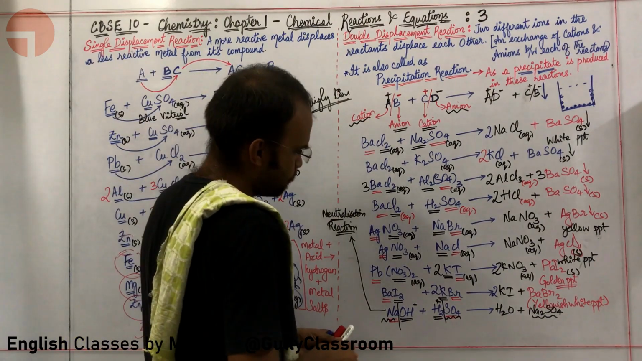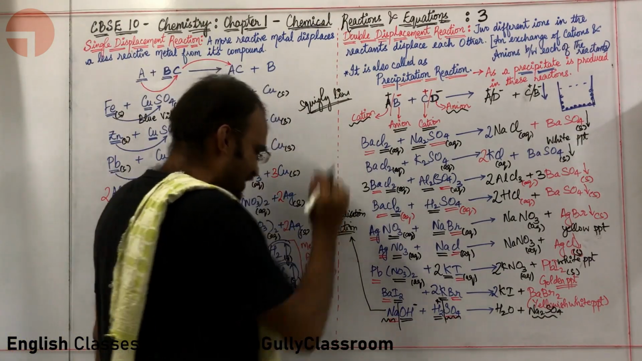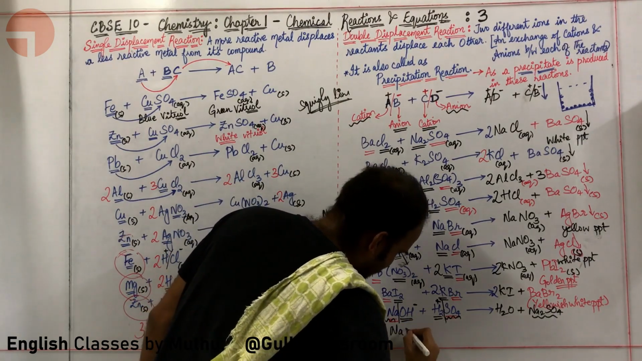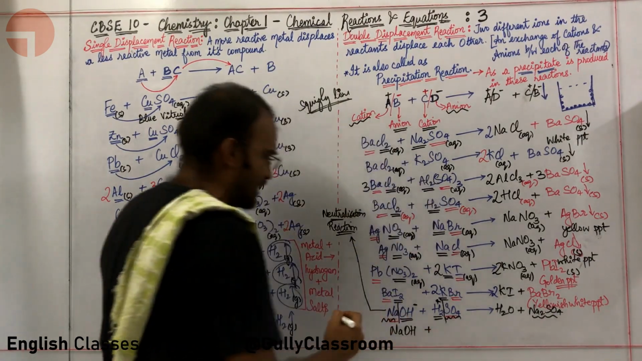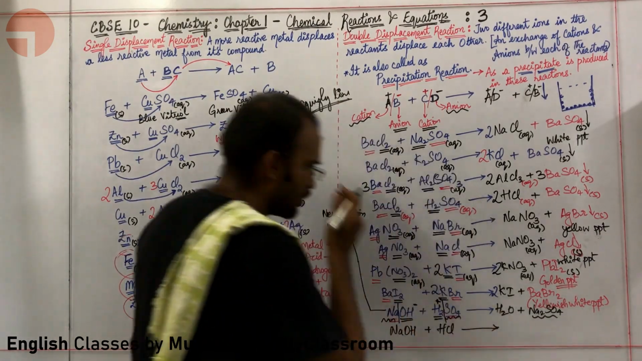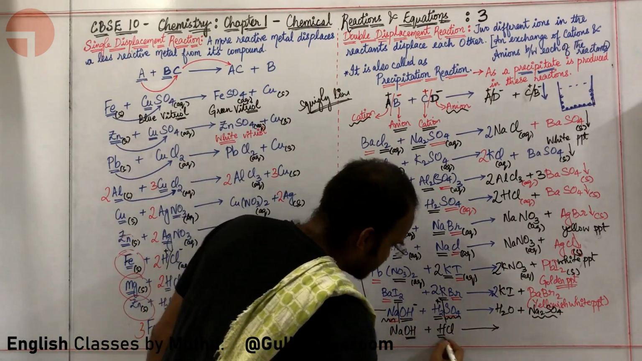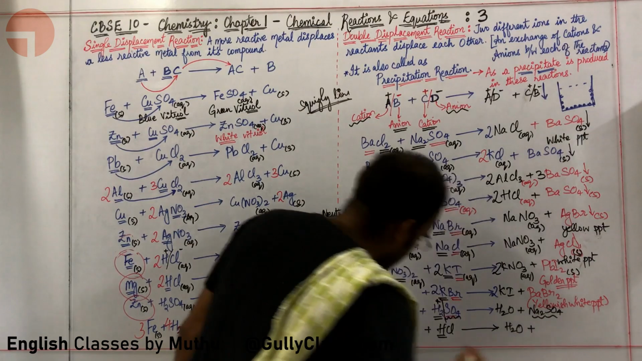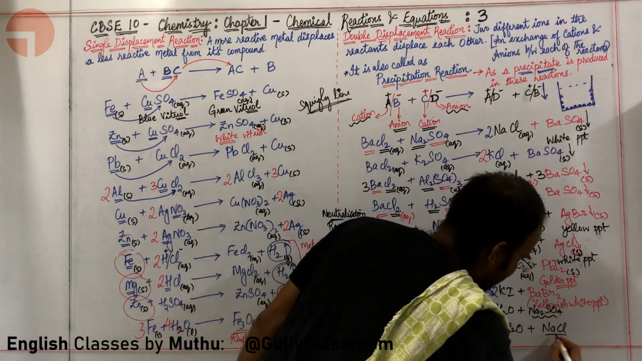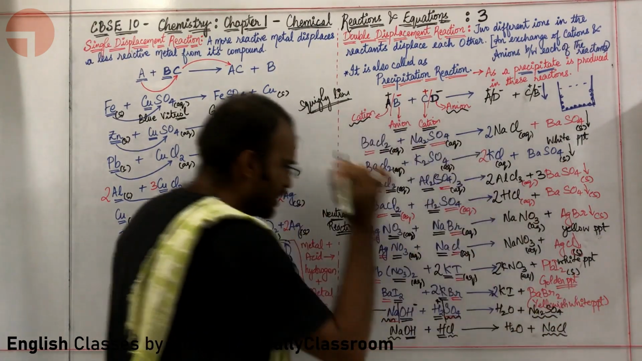Okay, sir. Give me one more double displacement reaction which is also a neutralization reaction. Absolutely. Let us write once more NaOH. I am adding NaOH to hydrochloric acid. Now what is happening here? This OH and this H will combine to form water. So this Na and this Cl will combine to form NaCl. What is NaCl? NaCl is simply common salt.